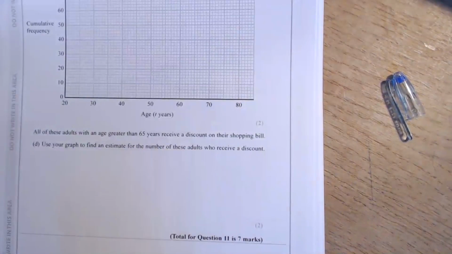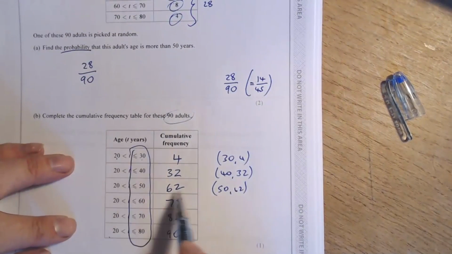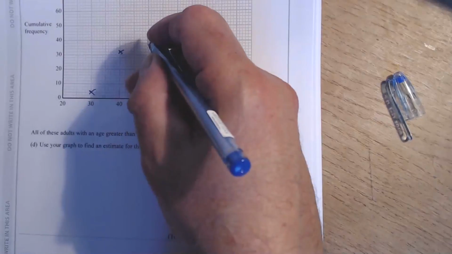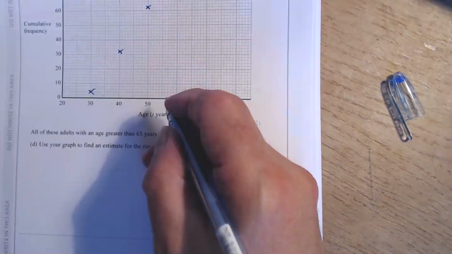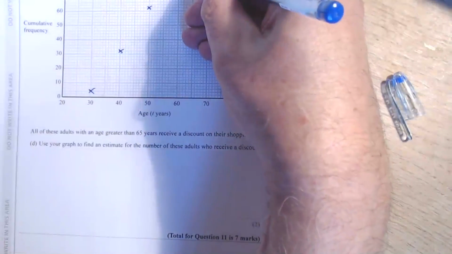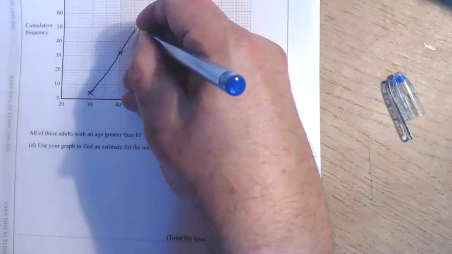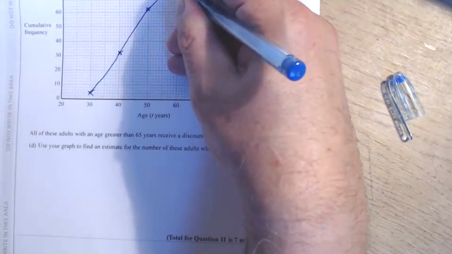Okay, so over here we're going to plot 30 and 4, then 40 and 32, 50 and 62, 60 and 78, and 70 and 86, and 80 and 90. And then you just do a nice gentle curve with pencil, joining all of these points.